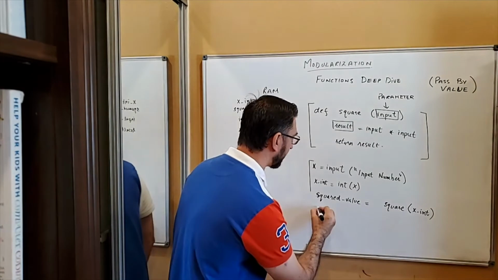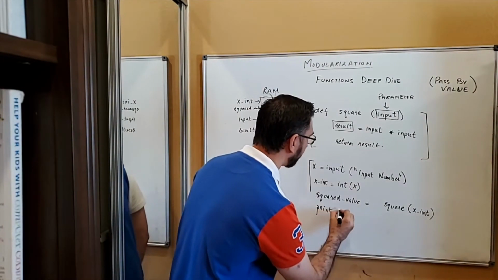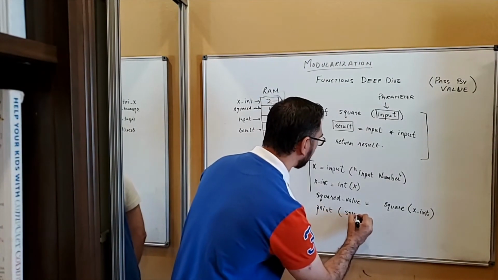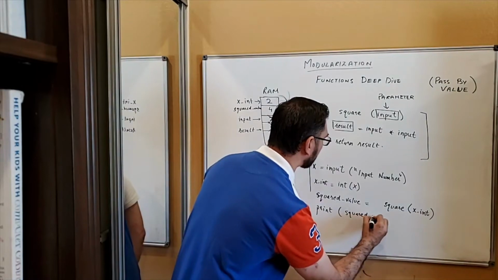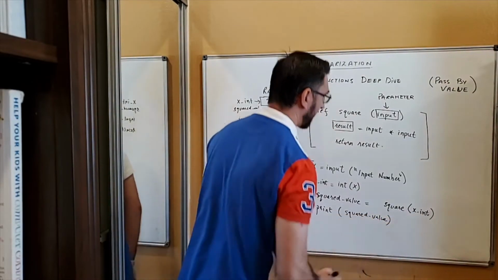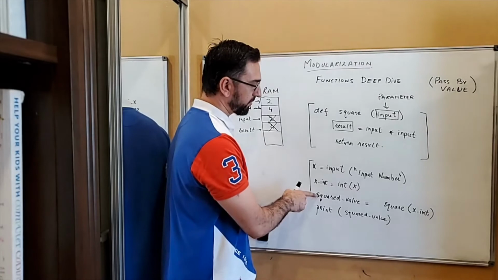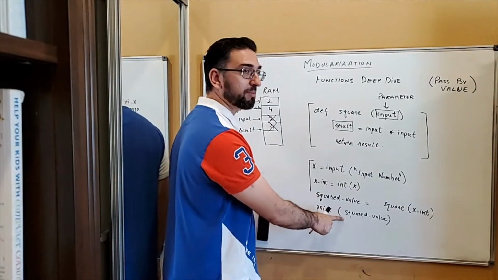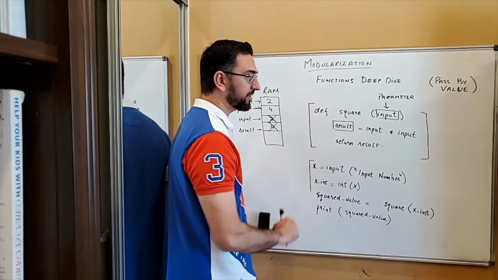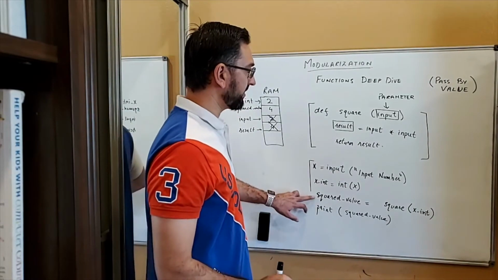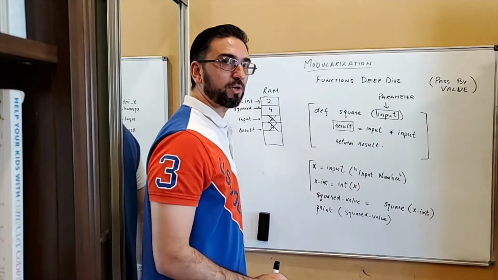Now later on in your program, let's say if you want to print the result, you can simply call that variable squared value, and it will know what the result is, and it will be able to use that result in your print statement. That's how you retain the return value from a function.